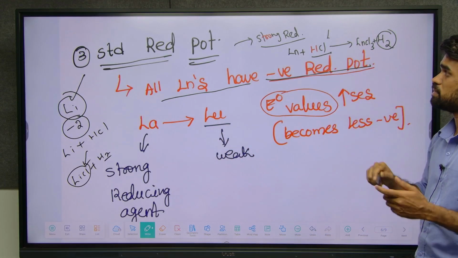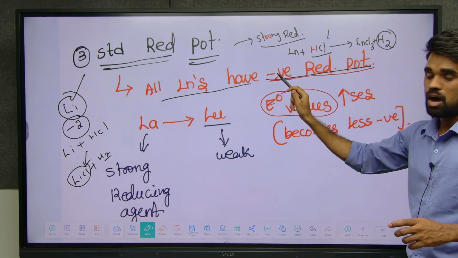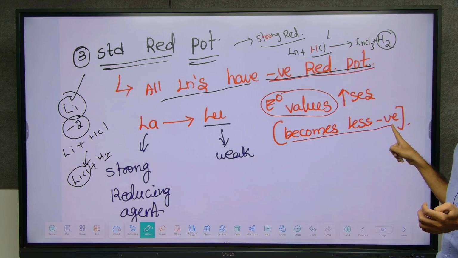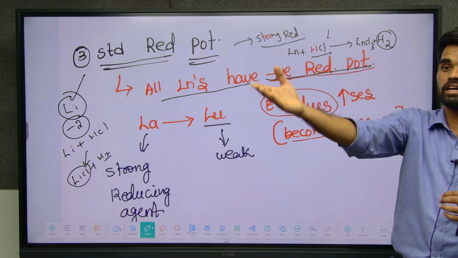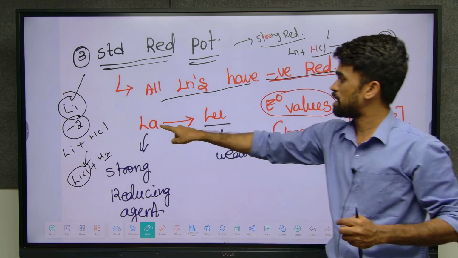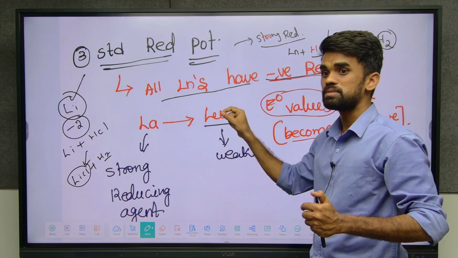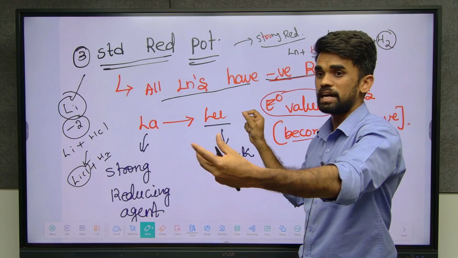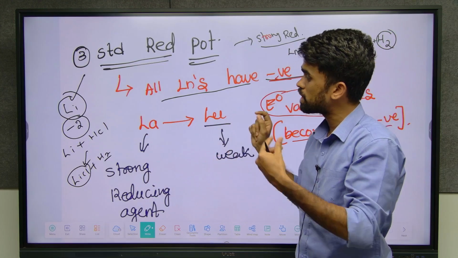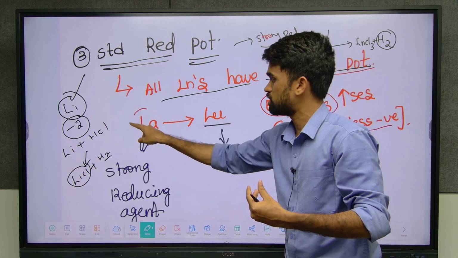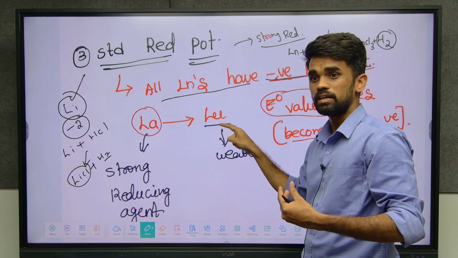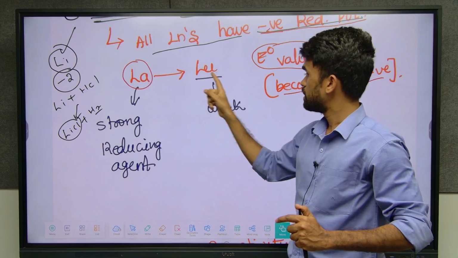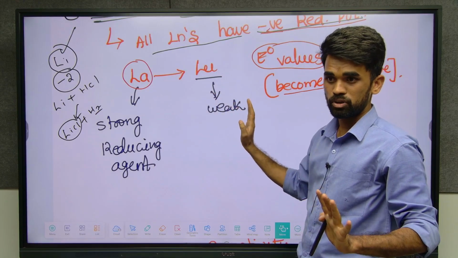Okay, then next, from lanthanum to lutetium, what happens to E0 values? Increases. Increases means, first of all, they are negative reduction potentials. All lanthanides have negative values only. But that negative value becomes less negative. More negative means a stronger reducing agent. So from lanthanum to lutetium it becomes less negative. More the negative reduction potential, greater is the reducing character. So who can act as a good reducing agent here? Lanthanum. From here to here, reducing character decreases. Is this clear? So the stronger reducing agent is lanthanum. Here it is weak. Clear up to here? Next.